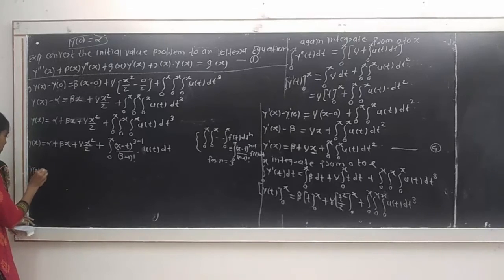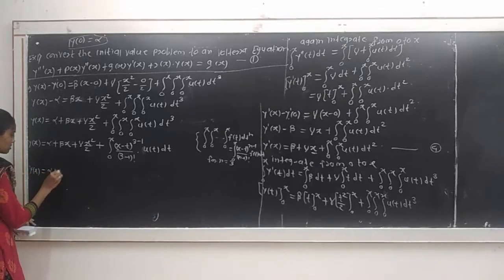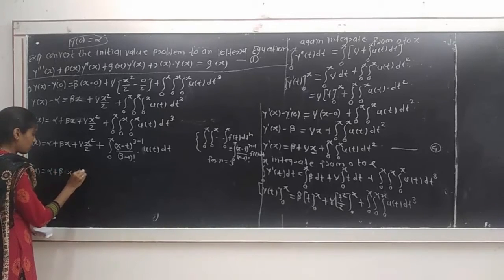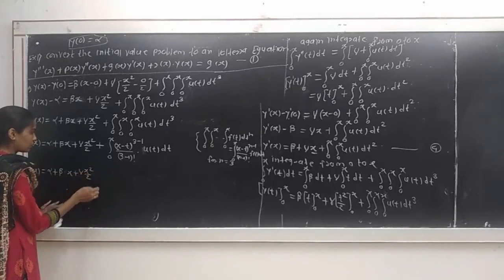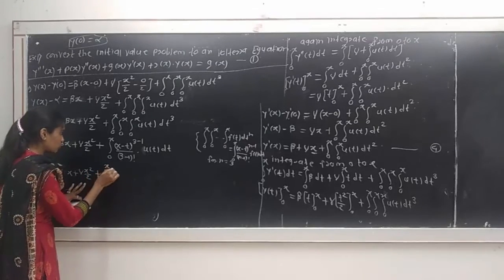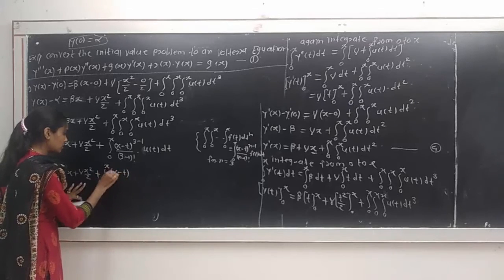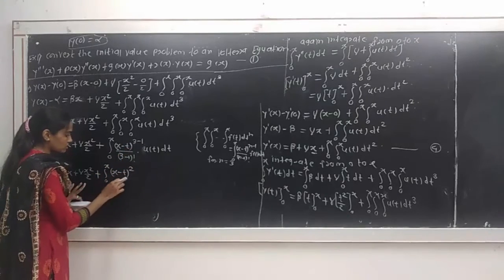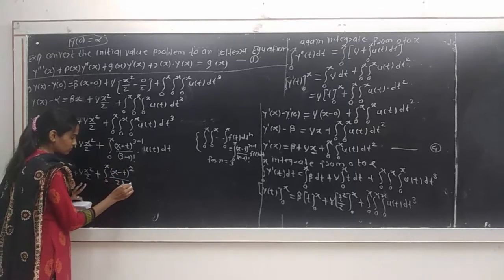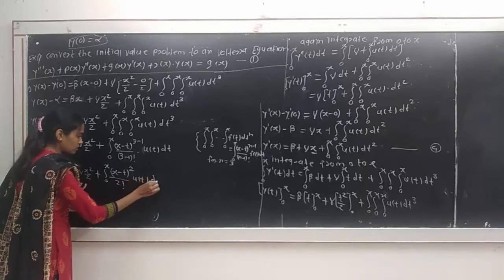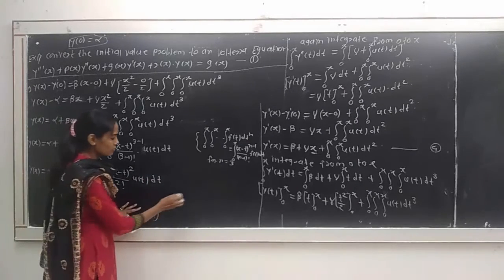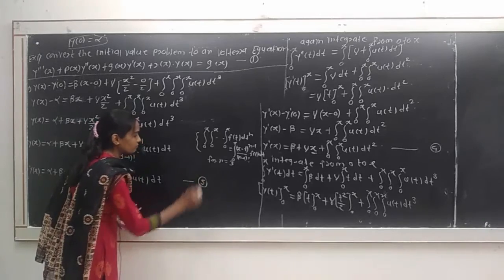Then we get y of x is equal to alpha plus beta x plus gamma x square divided by 2 plus the integration from 0 to x of (x minus t) bracket square divided by 2 factorial into u of t dt. Then we take it as equation number 5.